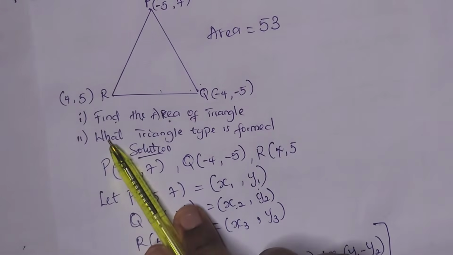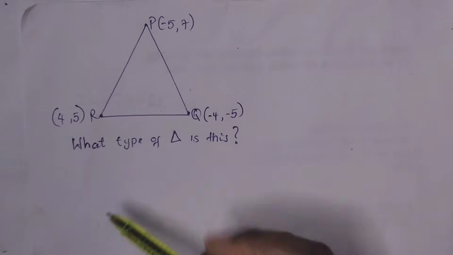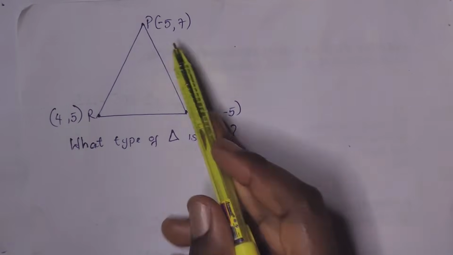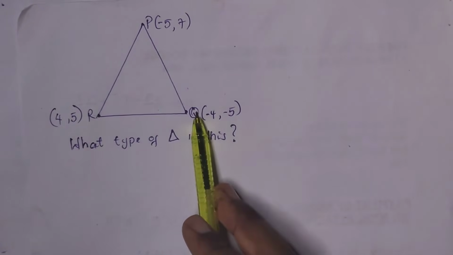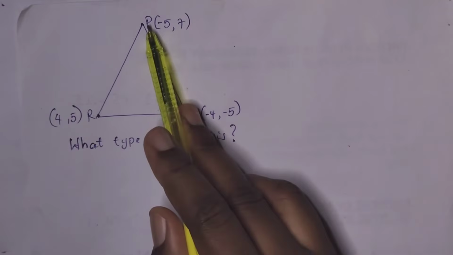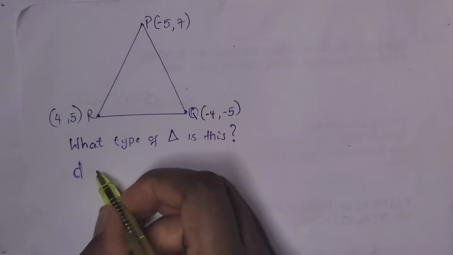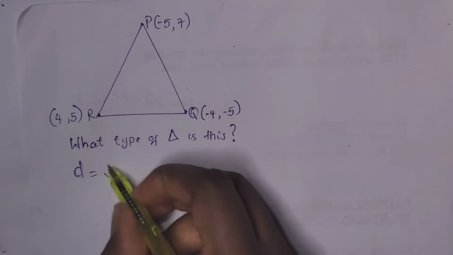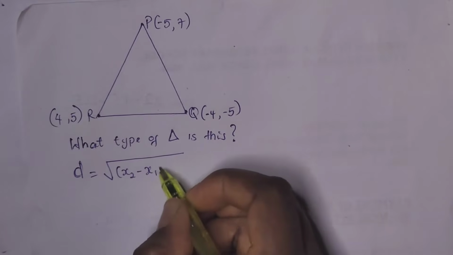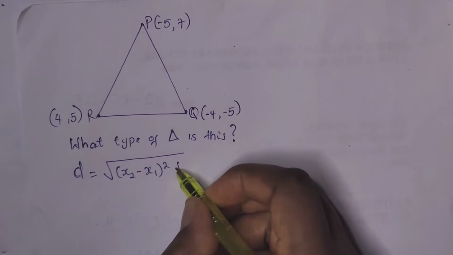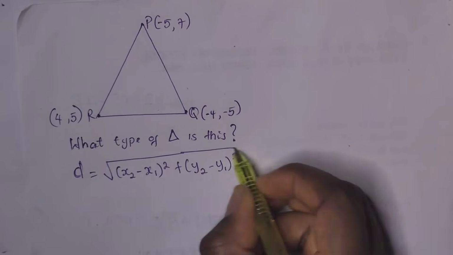So the next question, we are asked to find what type of triangle is formed. So we are going to be using the formula for distance to determine the length of each side of the triangle: length of PQ, length of QR, and the length of PR. The formula for distance in coordinate geometry is equal to the square root of (x2 minus x1) all to the power of 2 plus (y2 minus y1) all to the power of 2.